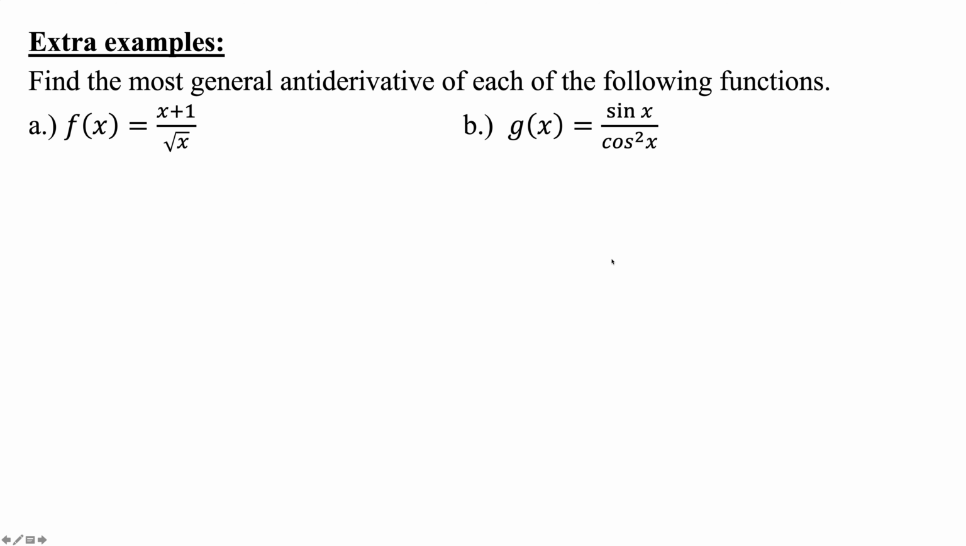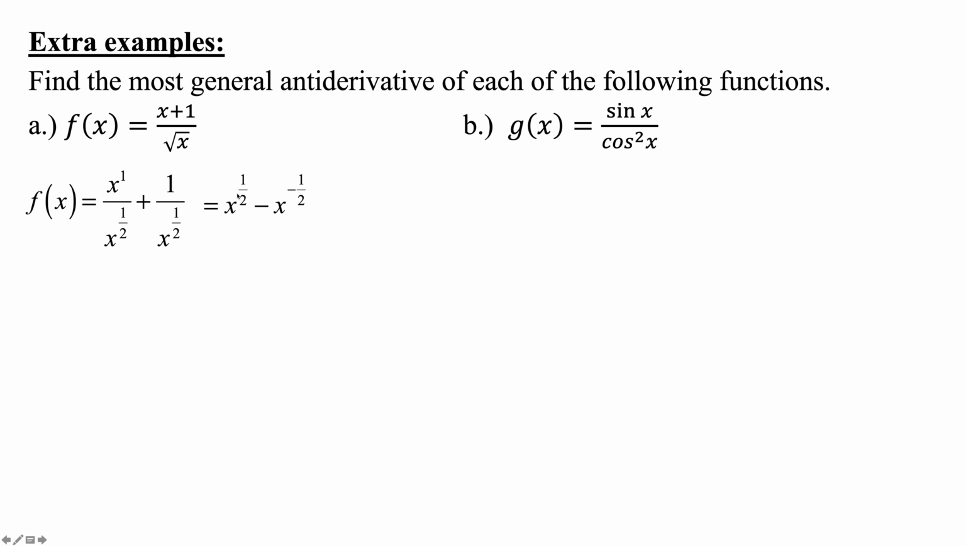All right, extra examples. Find the most general antiderivative of each of the following functions. Again, pause it, practice it, come back when you get A and B done. All right, welcome back. So here again, separate this into 2 different terms. Change your square root of x to x to the 1/2. Subtract your powers, or here, we'll move this up to the top as a negative. So subtracting our powers gives us x to the 1/2. Bring up the 1/2 as minus x to the negative 1/2.